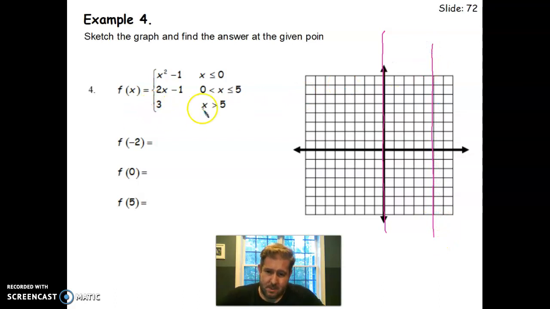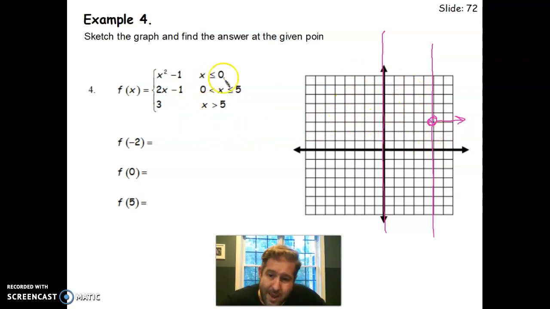Now, I'm going to start with this last one first. Everything greater than 5 has an answer of 3. So there's the answer of 3. I made it an open circle because it's not or equal to. So it's not included on the boundary, but everything to the right of it, meaning any domain greater than 5, will have that same height.